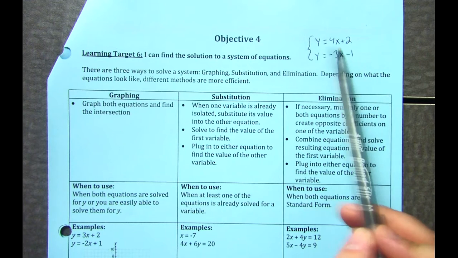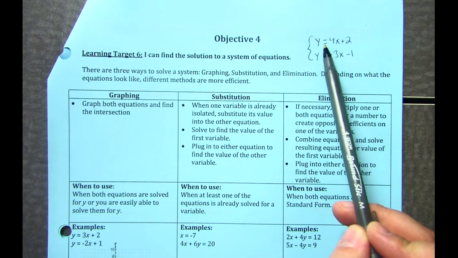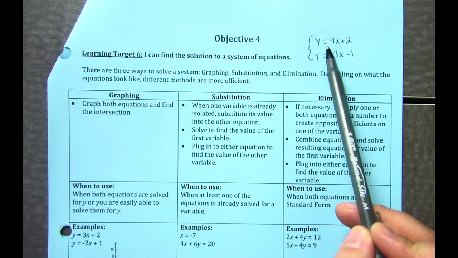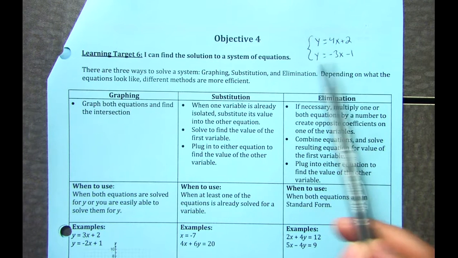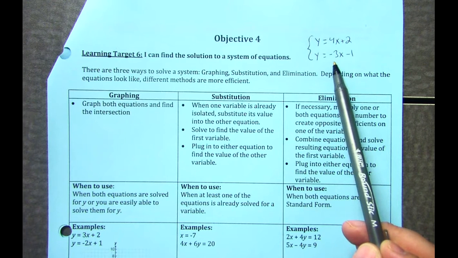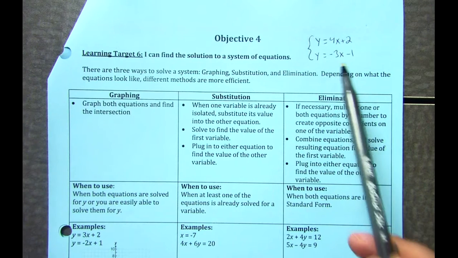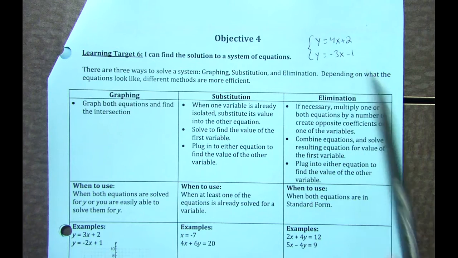So an x and a y that would make this equation true, so both sides are equal, and that same ordered pair also makes this equation true, so both sides are equal to each other. Whatever ordered pair that is, it could be a decimal, it could be whole numbers for the x and y values, but whatever that ordered pair is, that's the solution to a system.